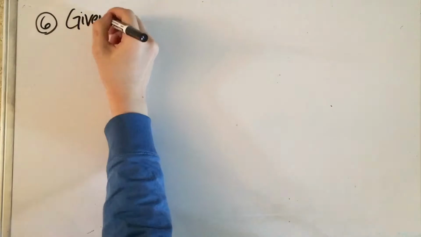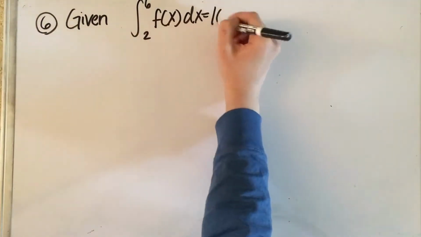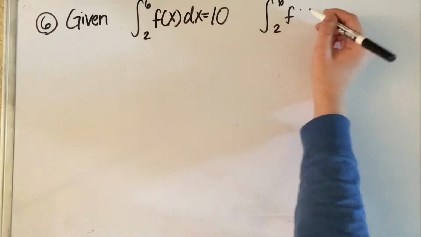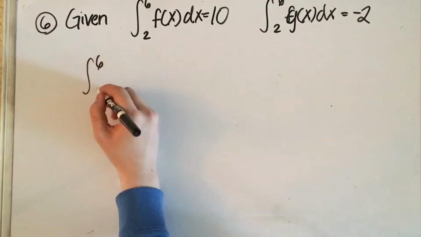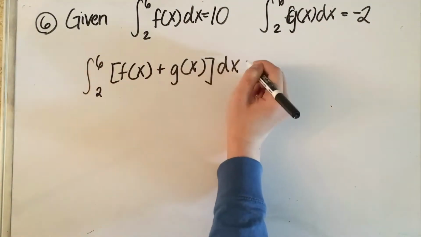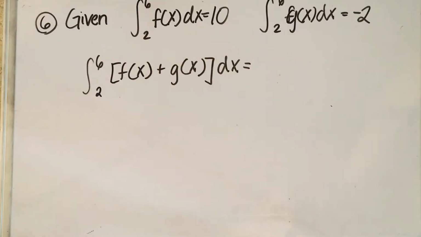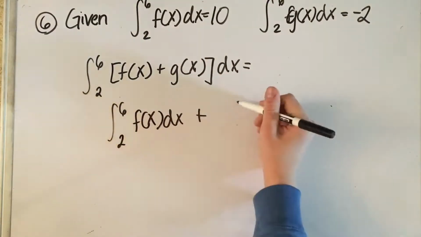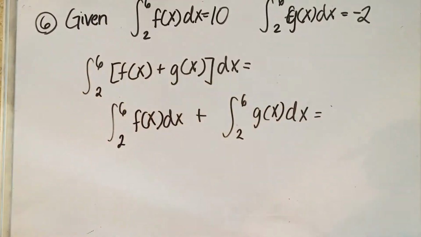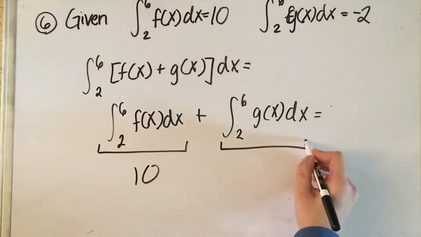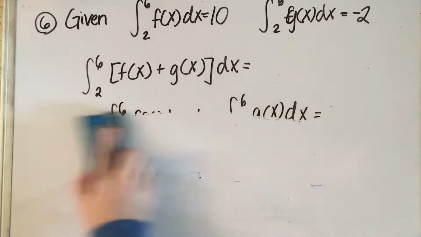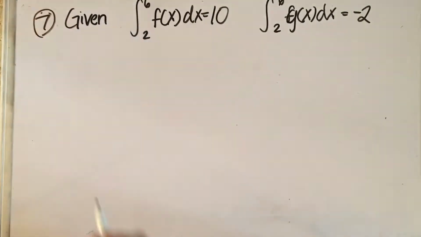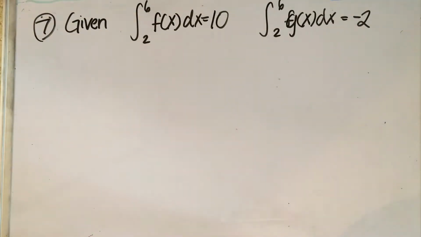Let's use these properties to solve the following questions. Take example 6. Given the integral from 2 to 6 of f of x dx equals 10, and the integral from 2 to 6 of g of x dx equals -2, find the integral from 2 to 6 of f of x plus g of x dx. We know using properties that we can separate these two and easily solve to find 8 once we plug in the numbers given. Let's move on to another one, example 7.